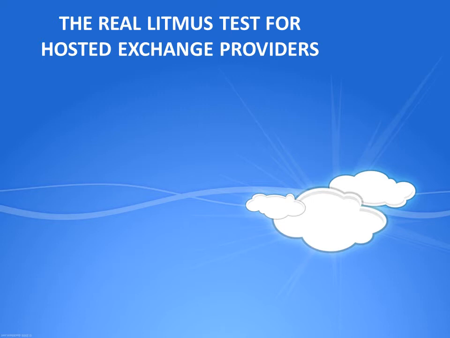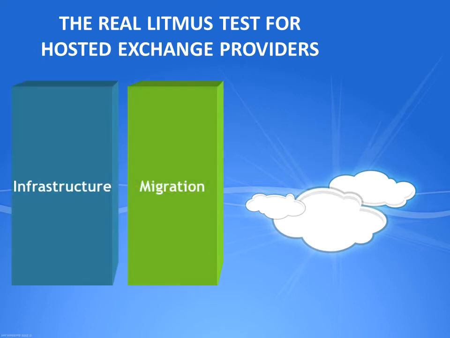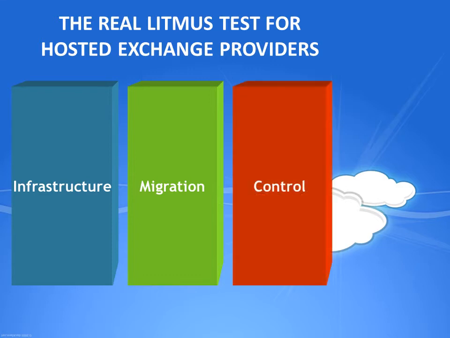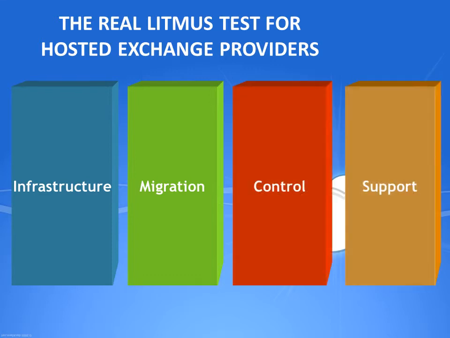To choose the provider that's right for your organization, you need to compare them in the areas of infrastructure, ease of migration, control over the environment, and support. Comparing them in these four areas will allow you to weed out the providers that do not meet your company's needs and identify the ones that represent the best value for your organization.